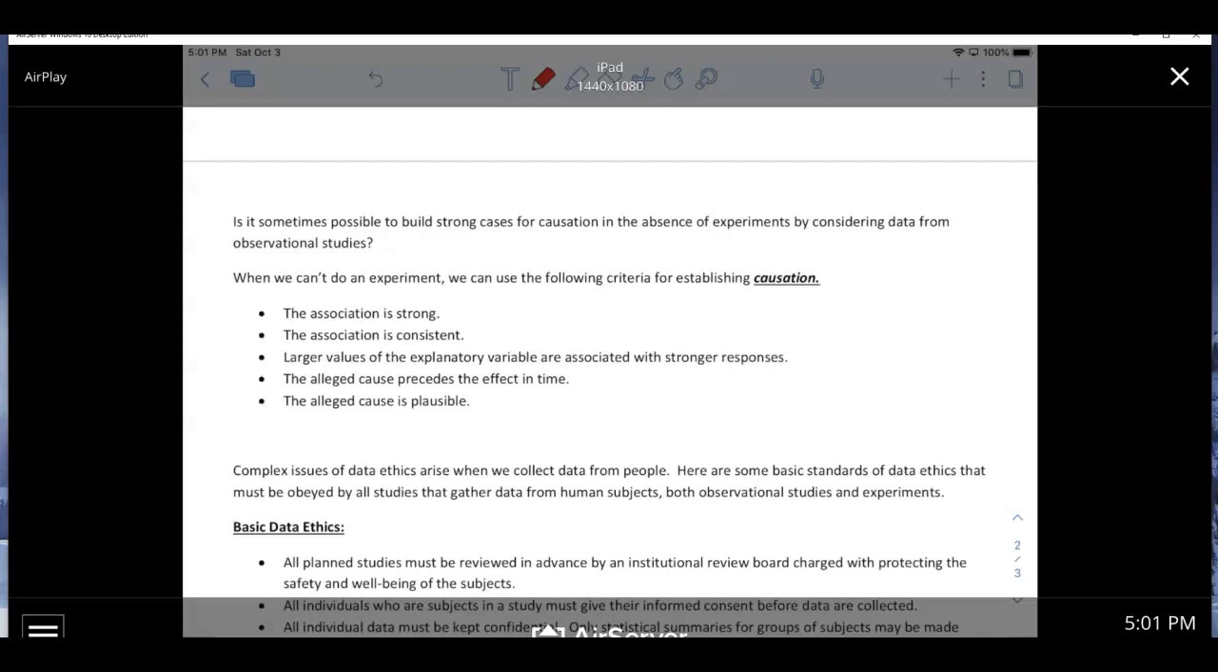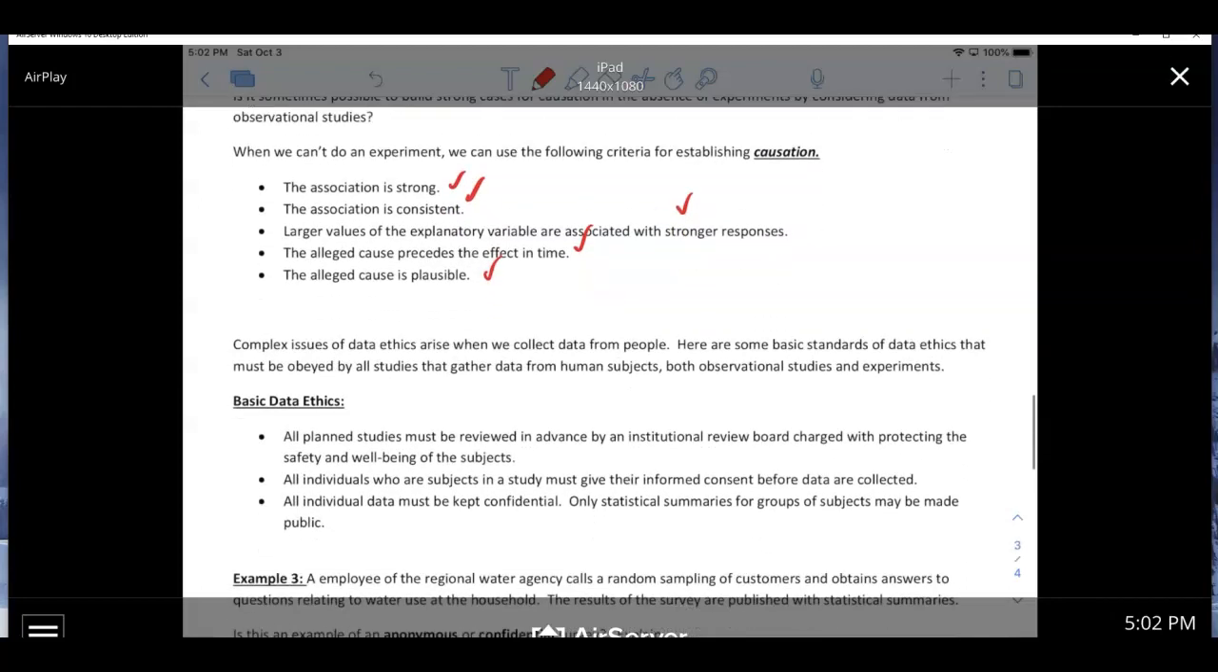but for the course, you're going to stick to those main things about random selection, random assignment. There are some times where the courts will consider causation if the association is strong, if it's consistent, if larger values of EVs are associated with stronger responses, the alleged cause precedes the effect in time, and it's plausible. Again, for our course, we're going to mainly focus on that random selection and random assignment.